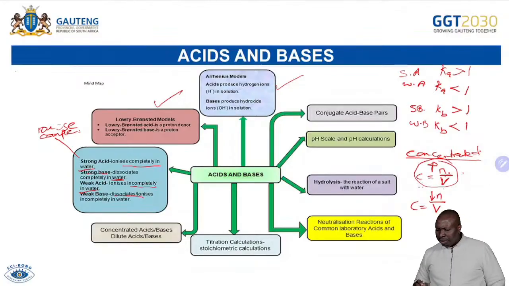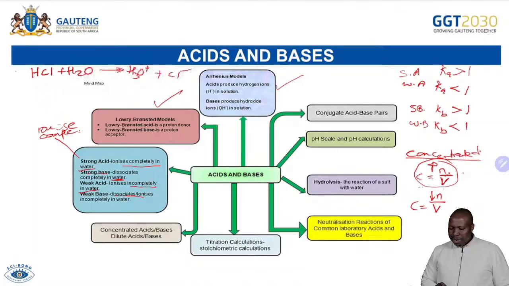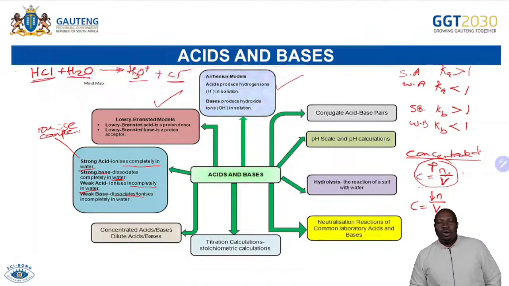The other thing which is important is the issue of conjugate acid-base pairs. How do I know the difference between an acid and its conjugate? For example, when you have HCl and you put it in water, it reacts with water, forming H3O+ and Cl-. You must be able to check that a conjugate is a lookalike. So HCl, its conjugate must be Cl-. Water, its conjugate must be H3O+. What is the difference?